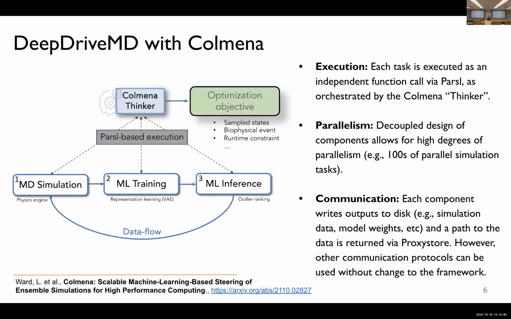And you have this thinker application, which in our case runs on the login node. It communicates which jobs should be run when and submits those to the appropriate queue. And you can see the data flow loop where it's looping around.